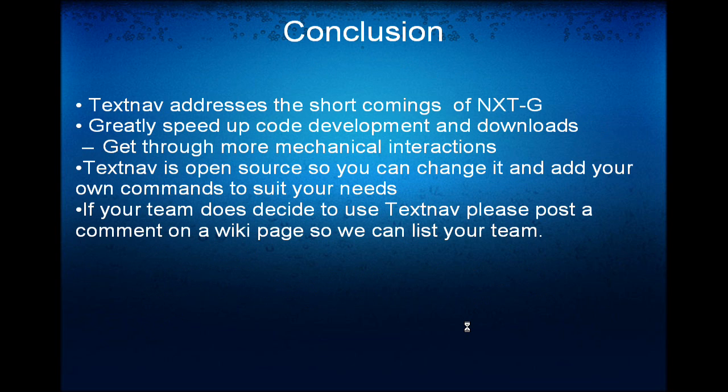Finally, in conclusion, Textnav addresses the shortcomings of NXTG. Textnav speeds up code development and downloads, and this allows you to get through more mechanical iterations. And this means that your robot can be better, because you can try out more things in less time, because your programming doesn't take too long. Programming gets off the critical path.